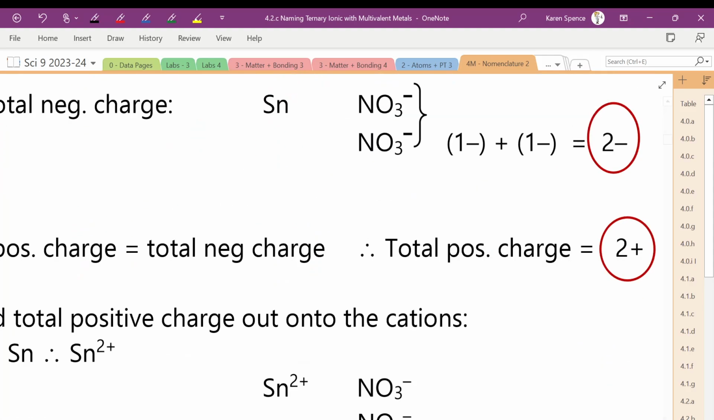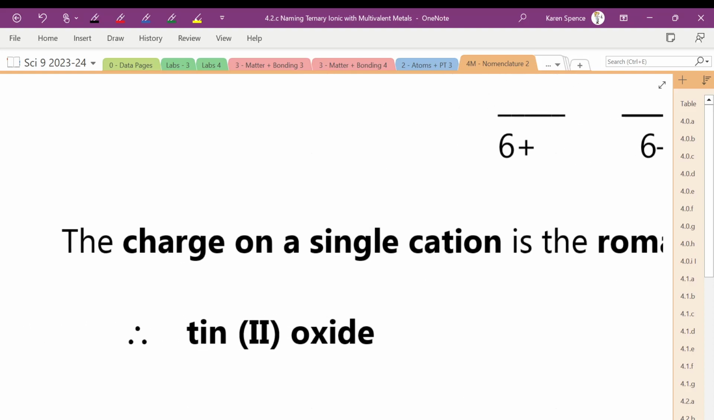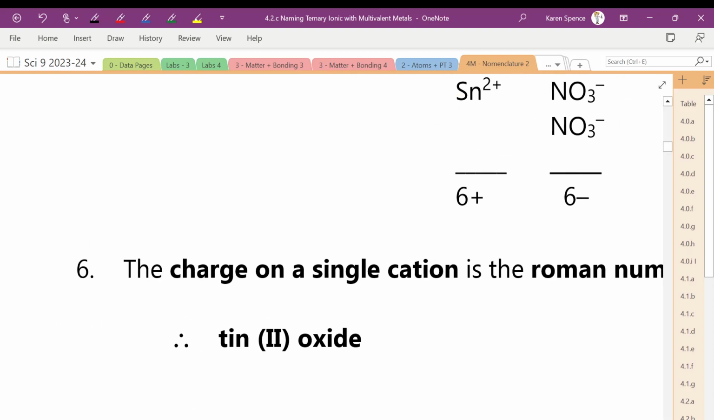Okay, so let's go down and just look at what we write. We write 10 and then Roman numeral 2, because remember that was for Sn 2+. That little 2+ tells us that it is 2 there.